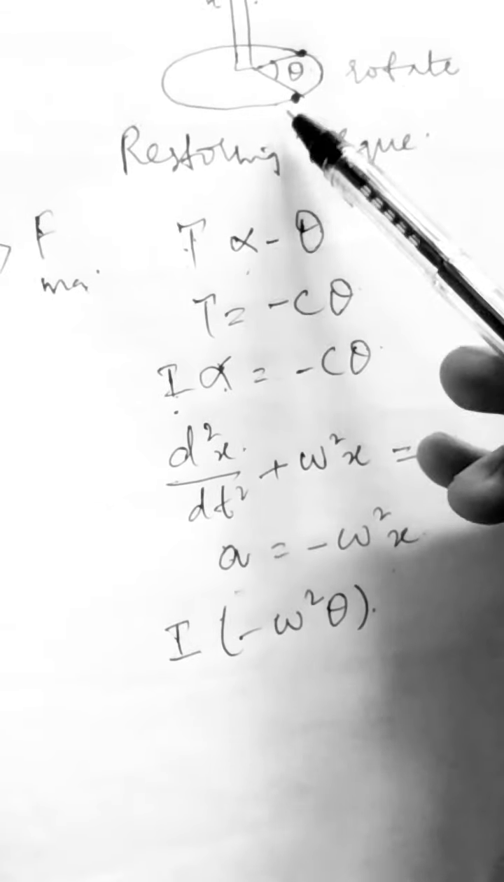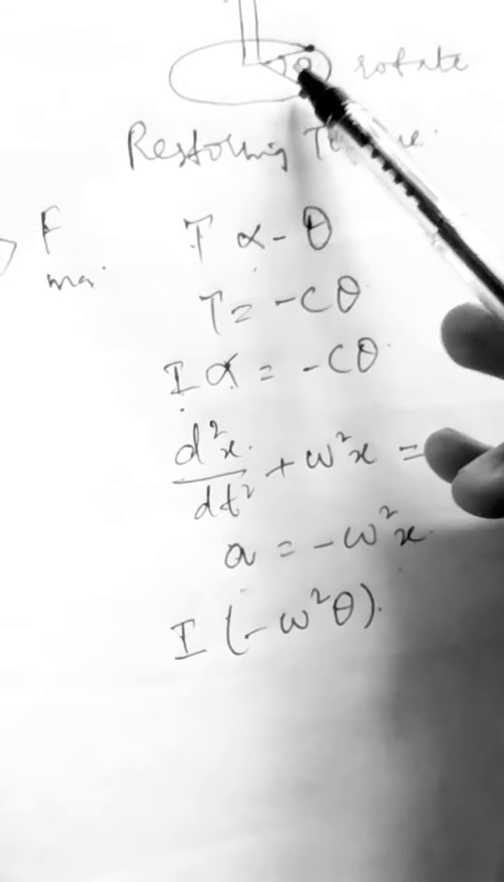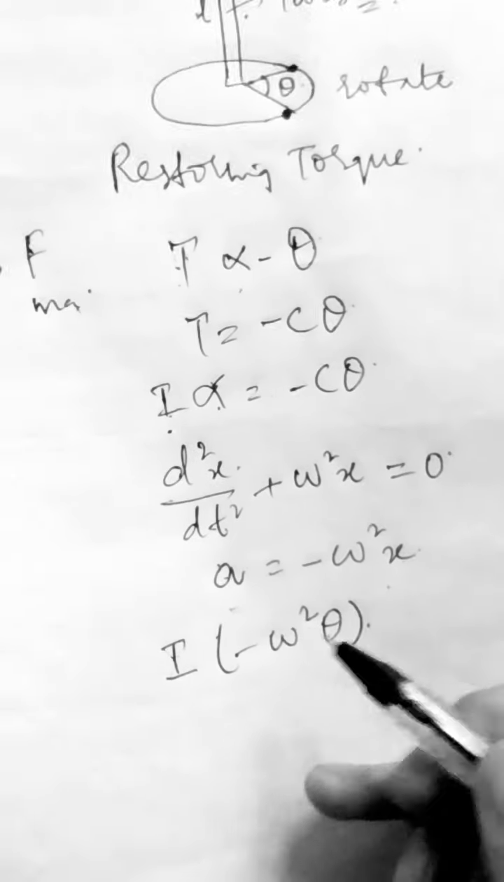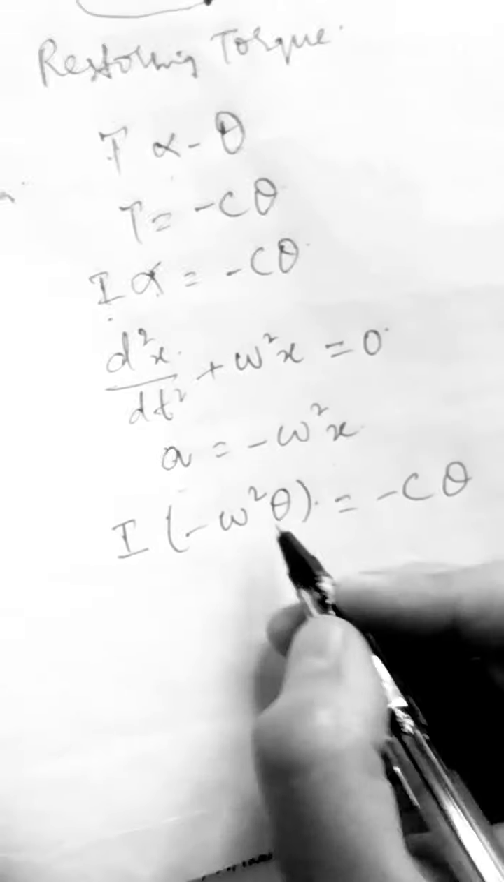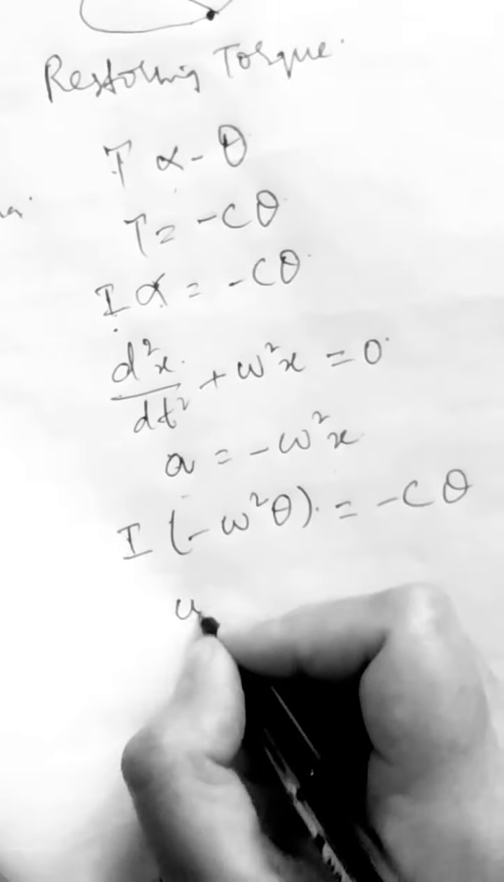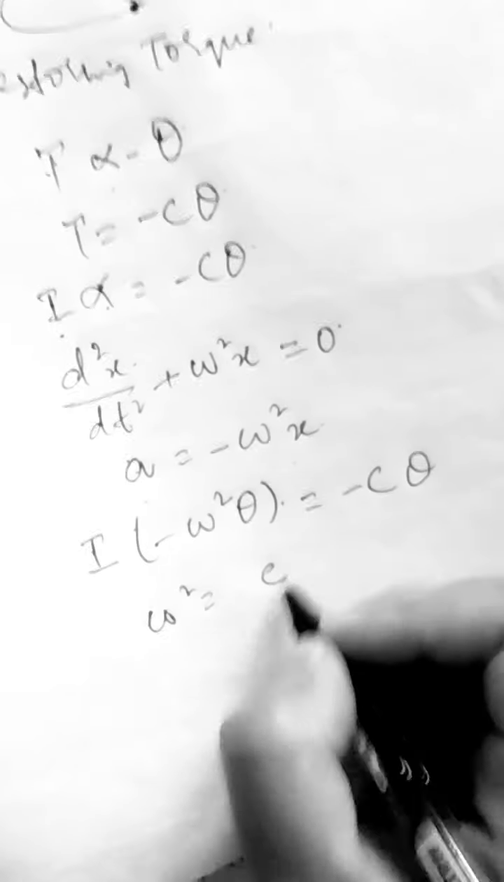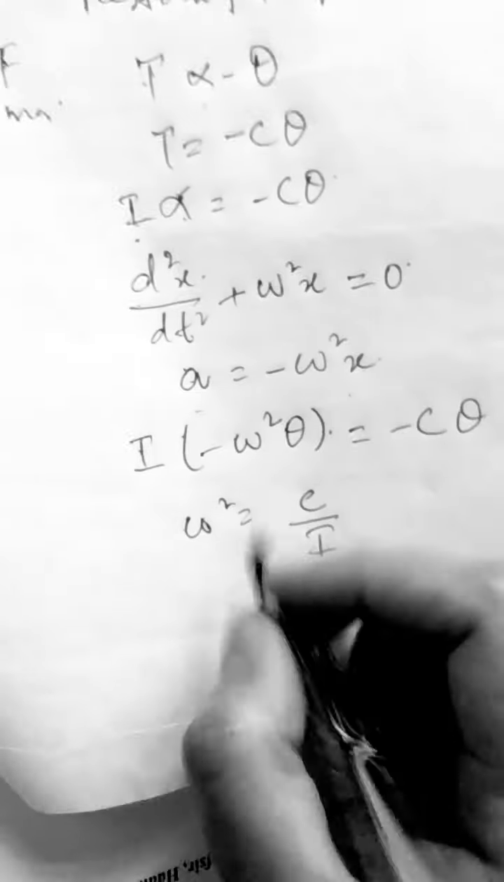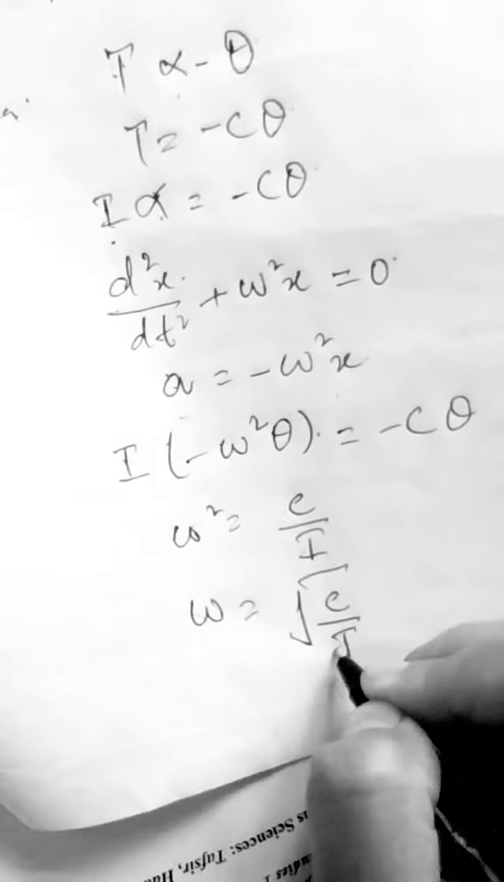Because in this case, there is no linear displacement, there is an angular displacement, and that will be written by theta. So for alpha, written in analogy with this, it will be equal to omega square theta. That is further equal to minus c theta. So theta and theta will go, the minus sign will also go, and you are left with omega square is c by I. So omega is under root c by I.